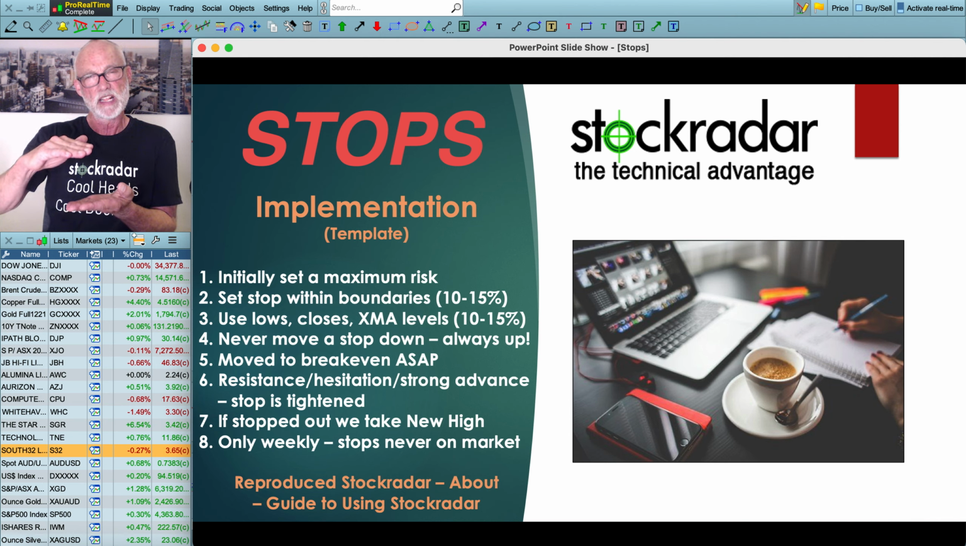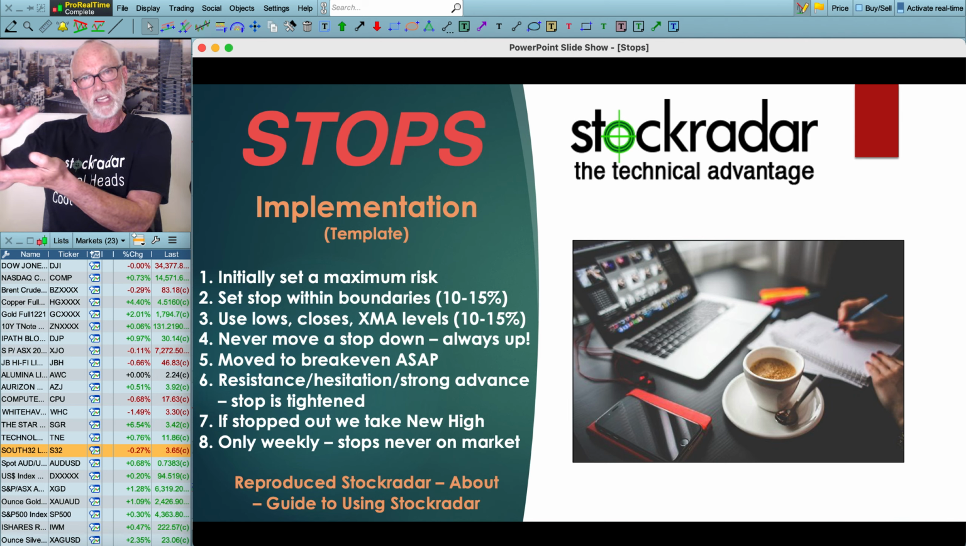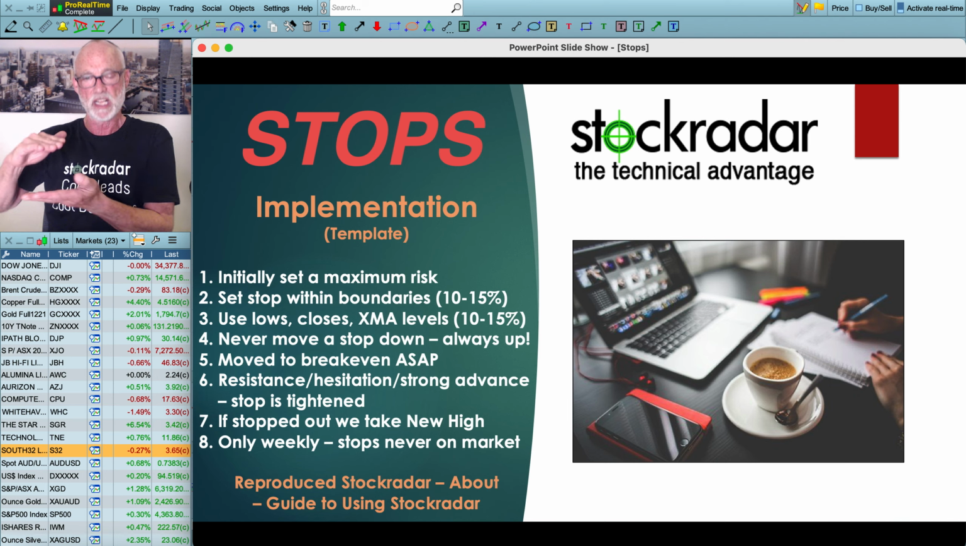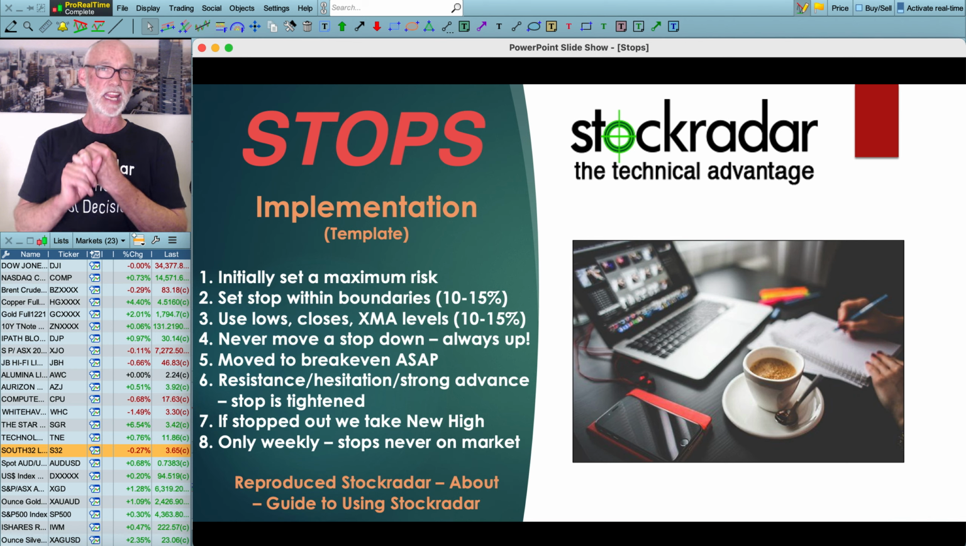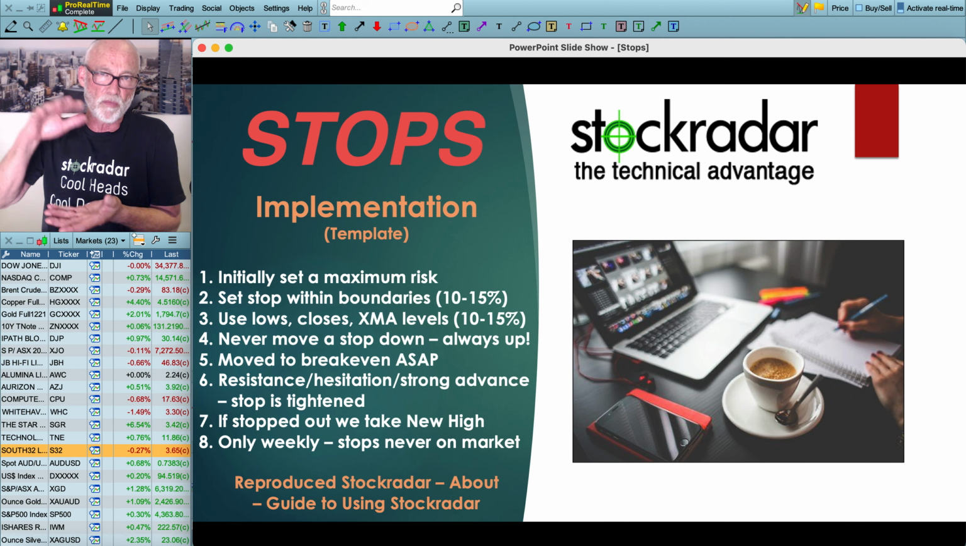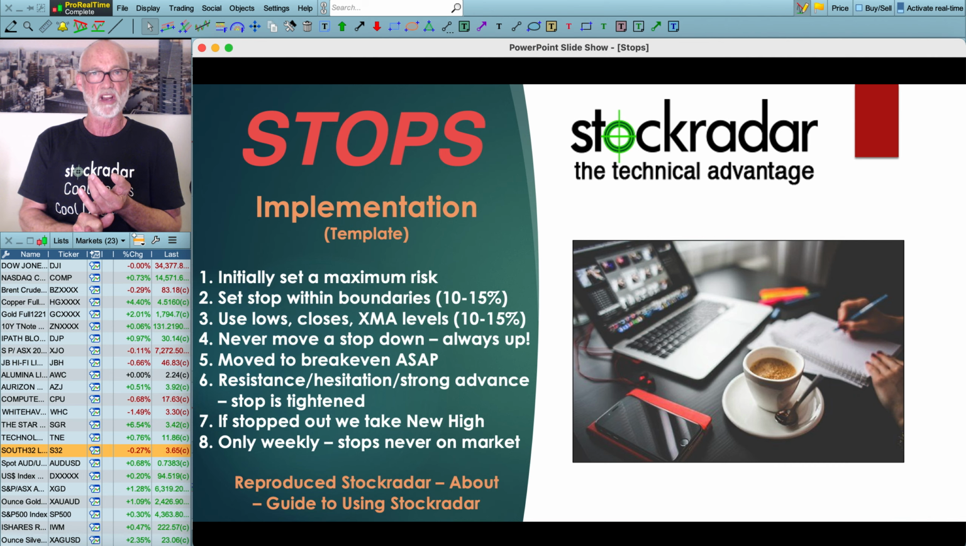But if I keep my stop moving in above about 10 to 15% below the last weekly close, then I'm happy with that level. And in between that 10 and 15%, which is my boundary, I might use things like lows, closes, or the moving average. Any of those things that can help shift the odds a little bit in my favour, that's likely where the price is going to stop or it's not going to go below, okay? And if it does, I want to be out. So that's how I essentially set them. I never move a stop down. I always move them up, okay?